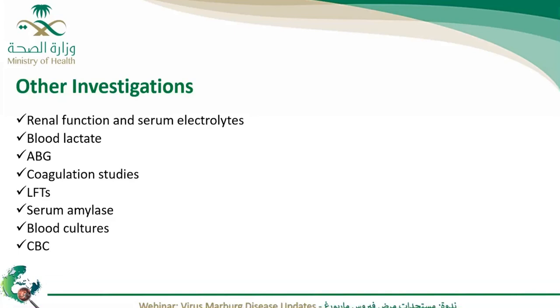In the coagulation study, we may see elevation or prolongation in PTT time. Elevation could also happen in liver enzymes and serum amylase due to organ involvement or pancreatitis. Blood culture is very important to rule out any other bacterial sources of infection or shock. In CBC, typically with early stage viral infection, we will see lymphocytopenia and thrombocytopenia, but it could also indicate a late stage of the disease like DIC. Hemoglobin could also be affected due to hemorrhage.